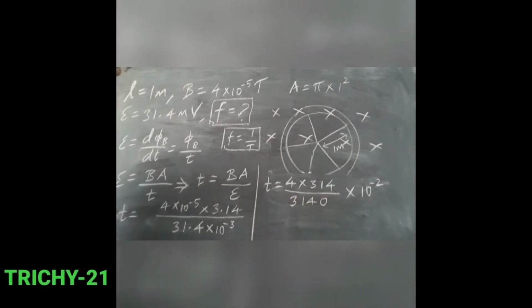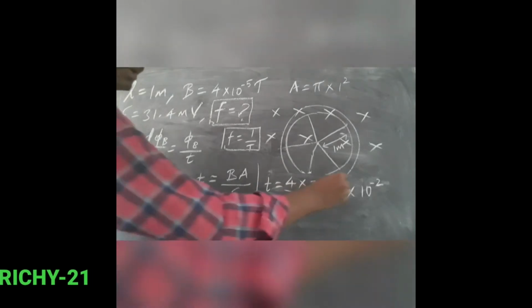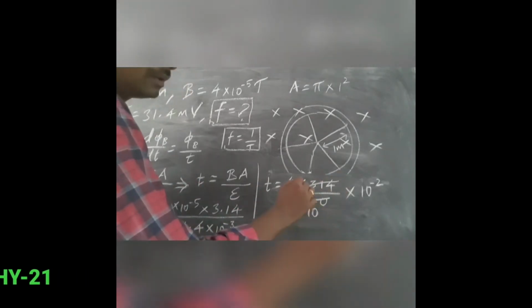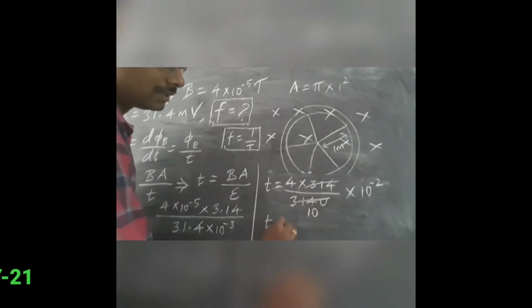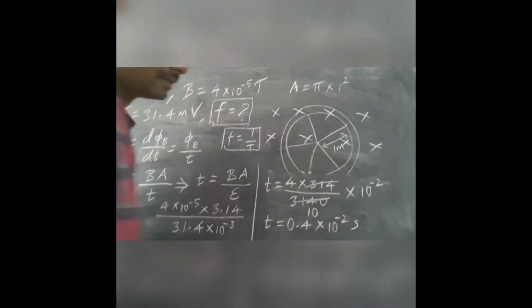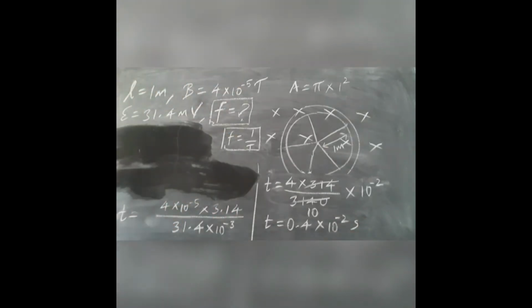3140. Anyhow it is easy to cancel now. Easily we can cancel, which is equal to 10. Now 4 by 10, that is also easy, 0.4 into 10 to the power of minus 2 seconds. Now we can find the rate of revolution of the wheel. It is frequency. In 1 second, how many revolutions will be there? That is only frequency. Frequency is equal to 1 by time.